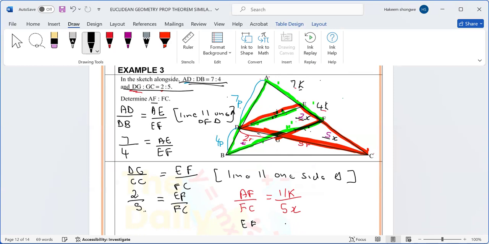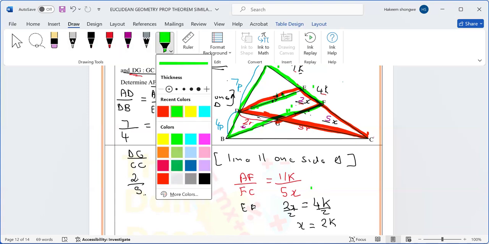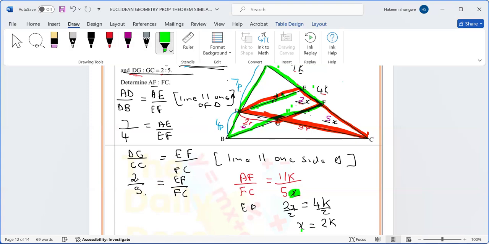What does EF give us? EF gives us 2x equals 4k. We divide by 2, and then x is going to be equal to 2k. Meaning instead of x here, we can put 2k. So 5x is 10k. Then this is going to be given as 11k all over 10k, which is 5 multiplied by 2k. The k and k are going to divide each other, and then we have 11 all over 10. That is our ratio.